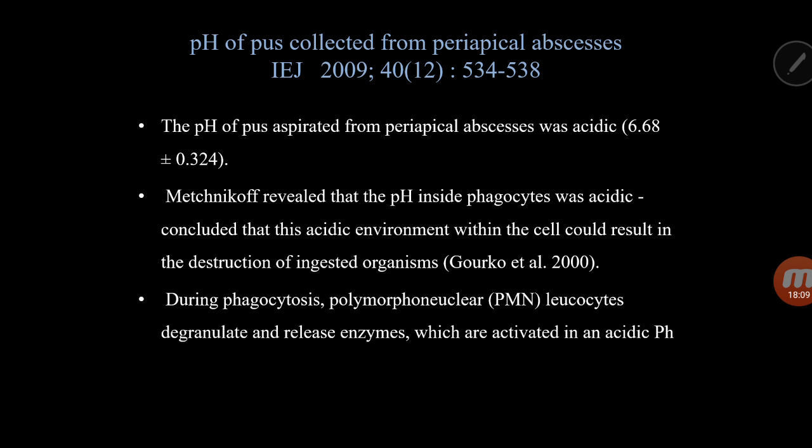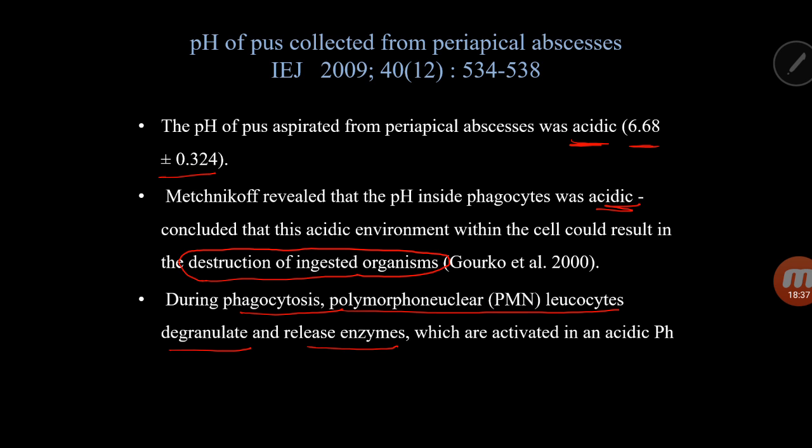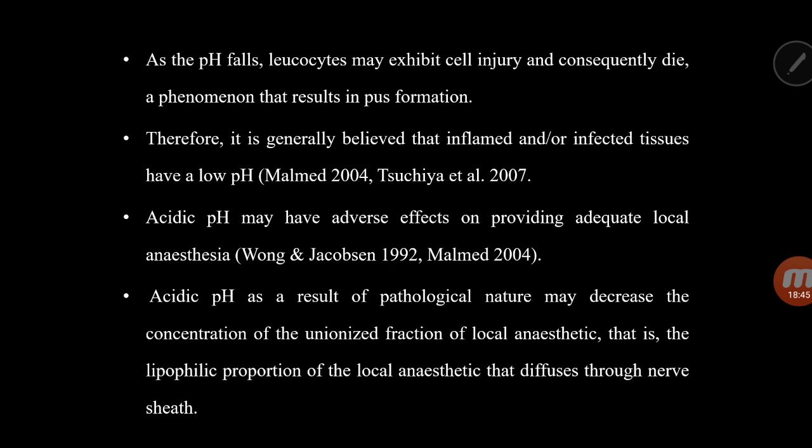And we need to learn a few things about the pus that is collected from a periapical abscess. The pus collected from the periapical abscess is acidic, that is a known thing, and the value ranges from 6.68 plus or minus 0.2. This acidic environment results in the digestion of ingested microorganisms, so a specific environment should be maintained. During phagocytosis, polymorphonuclear leukocytes degranulate and release enzymes which activate only in acidic pH. So that is one of the reasons an acidic pH has to be maintained.